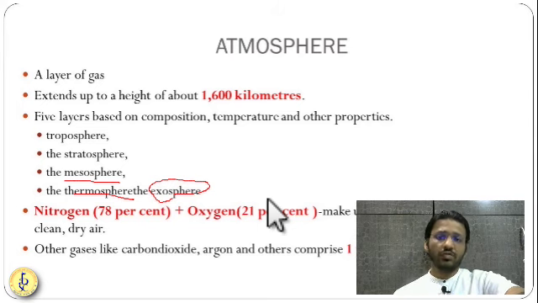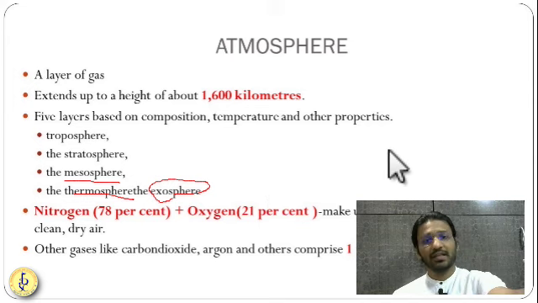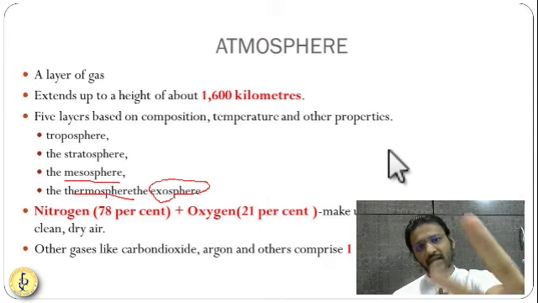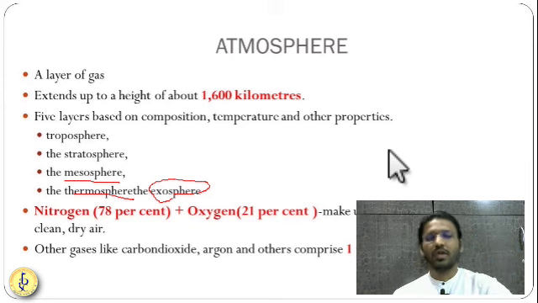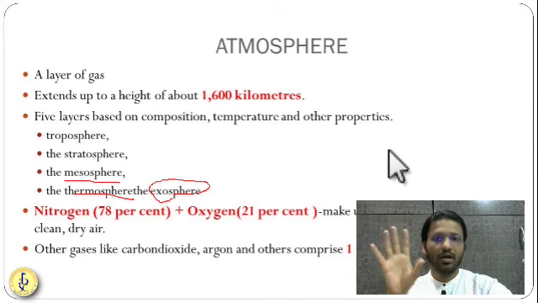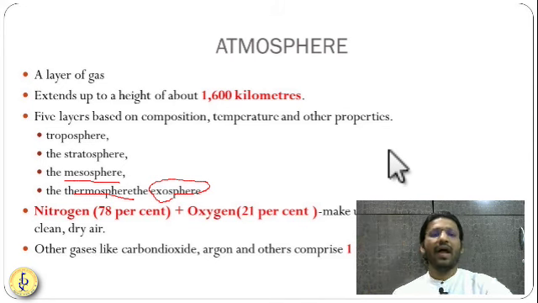If we see the composition of the atmosphere, 99% of the atmosphere is made up of 2 gases, nitrogen and oxygen. Nitrogen, we know, is 78%, oxygen is 21%, and 1% or less is other gases. That is, you have carbon dioxide, other inert gases like argon, and some other minute gases.